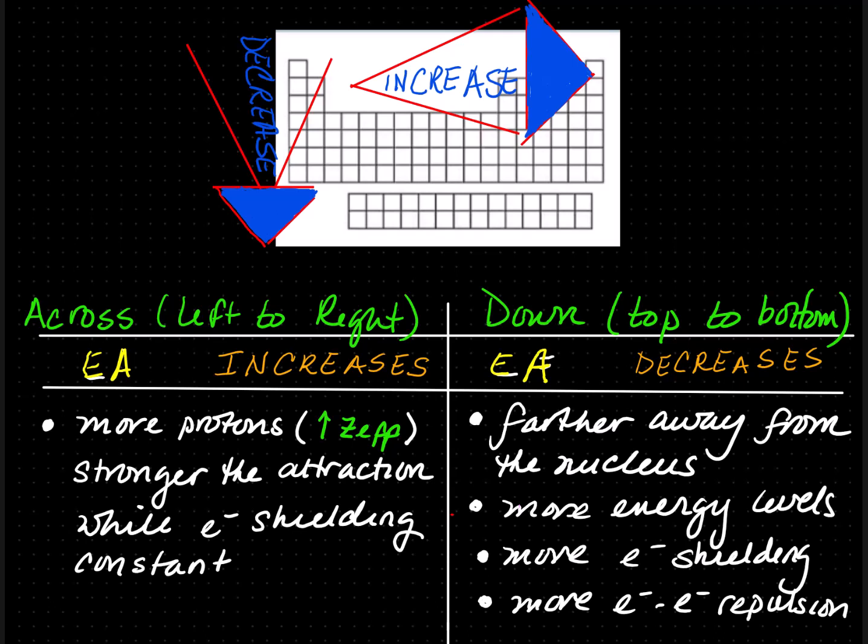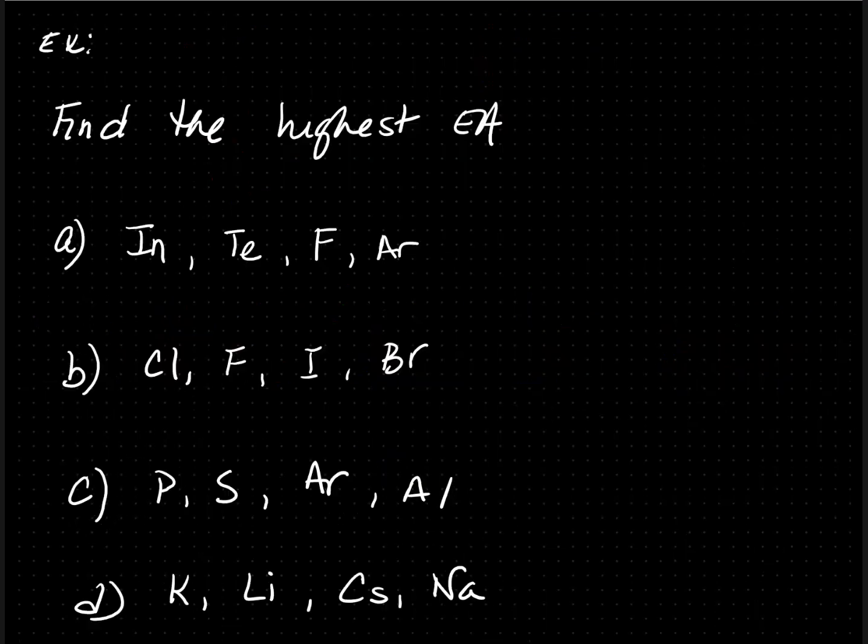The only exception you need to know for electron affinity is that chlorine is higher than fluorine, and just follow the general trend. We are not going to do all the exceptions. So for the following, pause the video, find the highest electron affinity, and then check your answer.